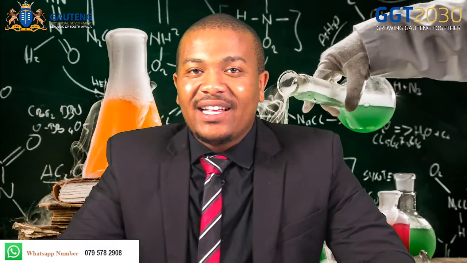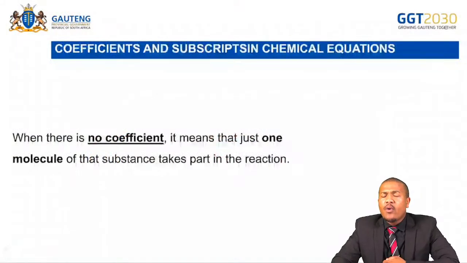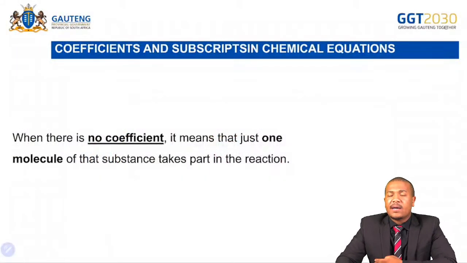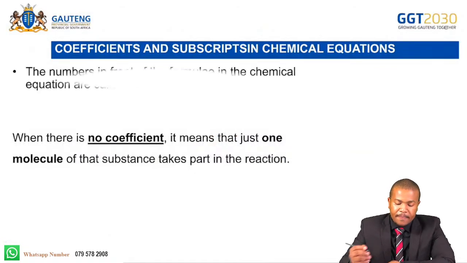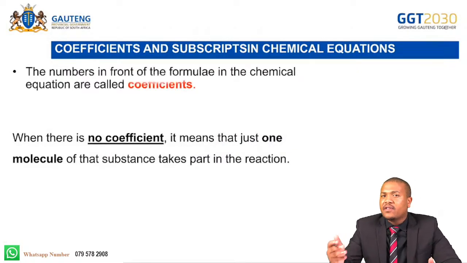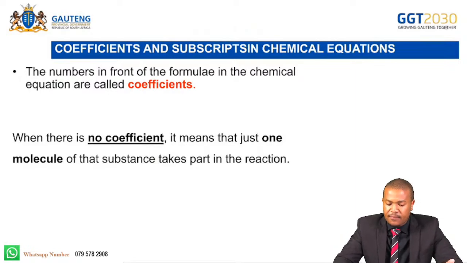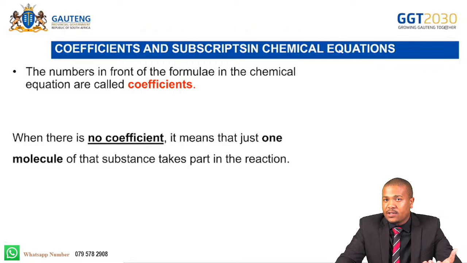Welcome back, grade 9s. Now let's continue with our lesson. Now we are entering the subtopic of coefficients and subscripts in chemical equations. So now we see a set of numbers in front of and after a chemical formula. Those numbers are called coefficients and subscripts. So let's look at the differences between the two.